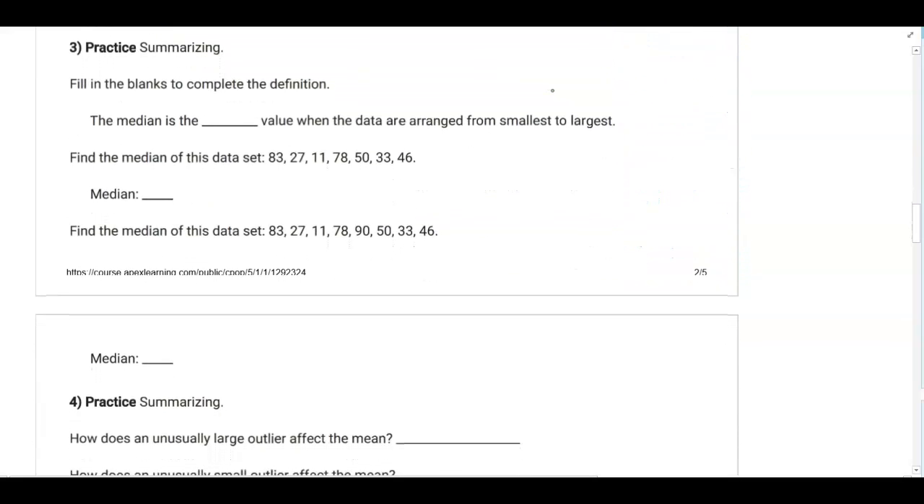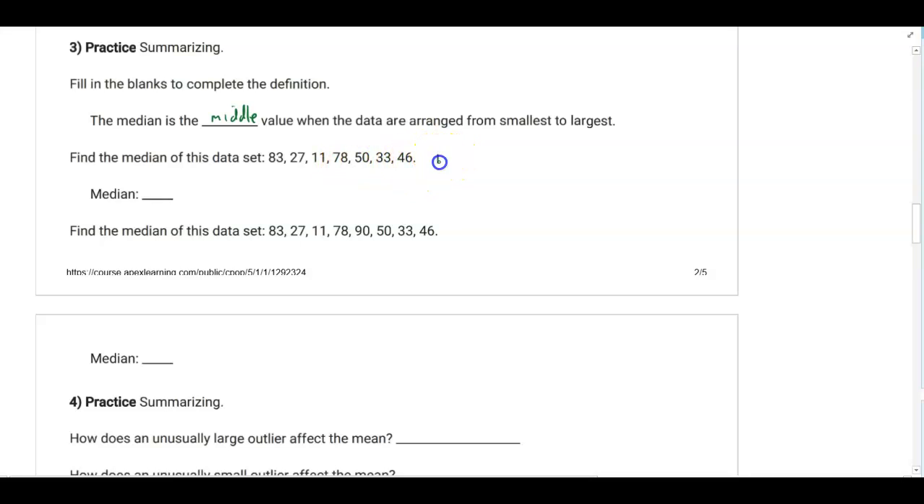So now, the median, right, is the middle value when all the data is arranged from smallest to largest. Okay? So the first thing we have to do, anytime we go to find the median, the very first thing we have to do is order the data.